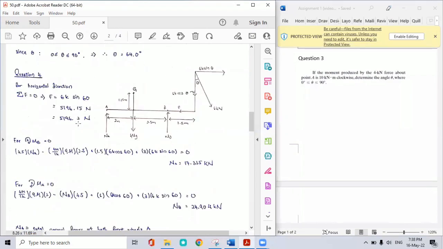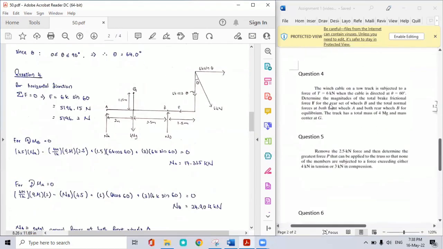Okay, let's move on. Question 4. The winch cable on a tow truck is subjected to a force of T equal to 6 kilonewtons when the cable is directed at theta equal to 60 degrees. Determine the magnitude of the total brake frictional force F for the rear set of wheels B and the total normal forces at both front wheels A and both rear wheels B for equilibrium. The truck has a total mass of 4 megagram and mass center at G.